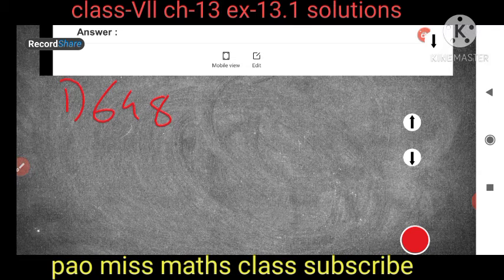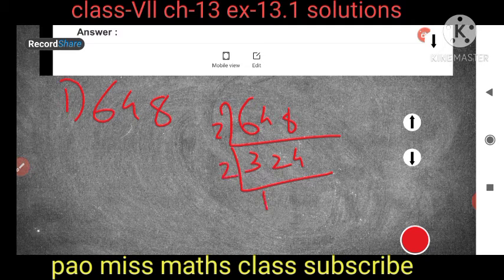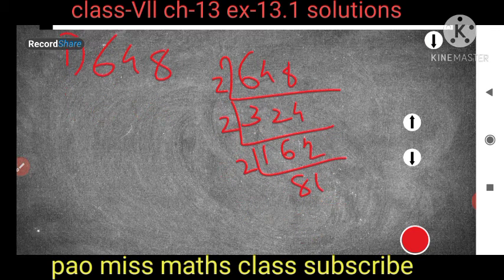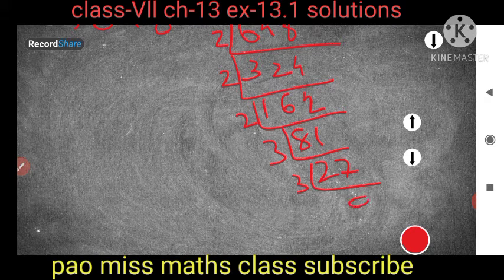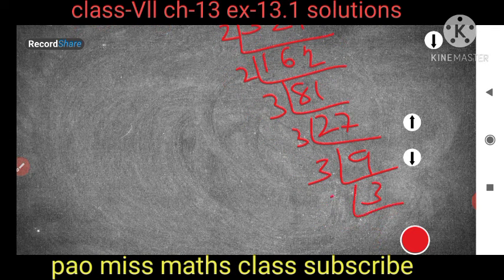How will you find the prime factors? 648 you will divide in this way, isn't it? So it will divide with 2, how many times? 648 divided by 2 is 324. Now again this will divide with 2, so it will be 162. Now again this will be divisible with 2 how many times? 81. Now 81 is not divisible with 2 but 81 is divisible with 3, isn't it? So it will be 27. Now again 27 is divisible with 3, how many times? 9. Now again 9 is divisible with 3, 3 times. Now again 3 is divisible with 3, 1 time.